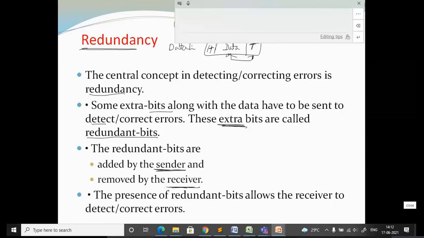Okay, the presence of redundant bits allows the receiver to detect and correct the errors. So you should know now onwards, anywhere in any technology, if you use redundancy, it means extra things. With respect to error detection and correction, if you go for a database, redundancy means the duplicate. If the same data is stored multiple times, that is called redundancy. Here, extra information is stored or added to the data.